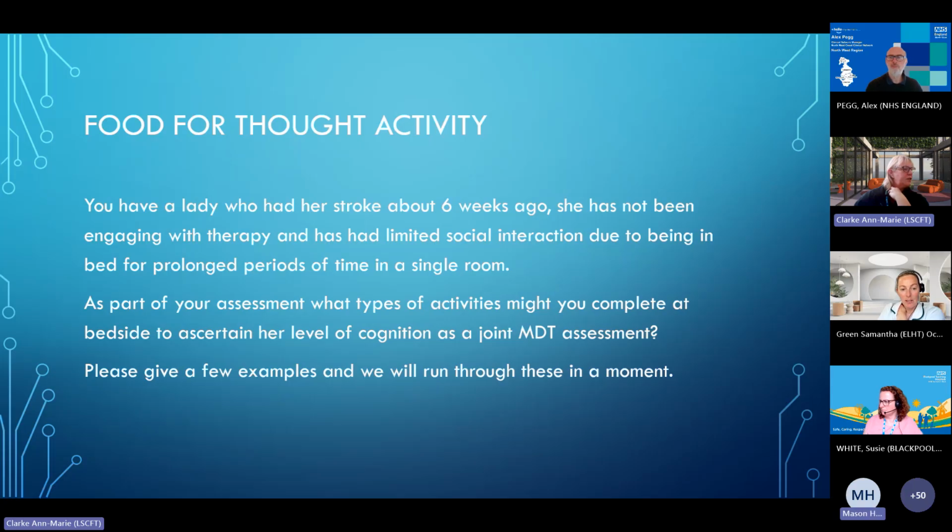Yeah, yeah. Somebody's popped in the chat as well about looking at the MOCA, and then maybe matching tasks, the React program on the iPad, which has got some tasks on there that would look at the comprehension side of things as well as cognition. That's good.